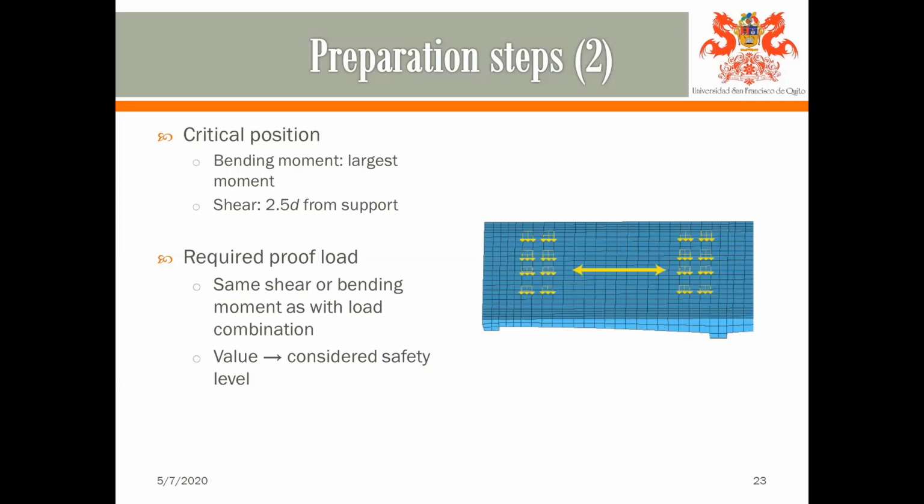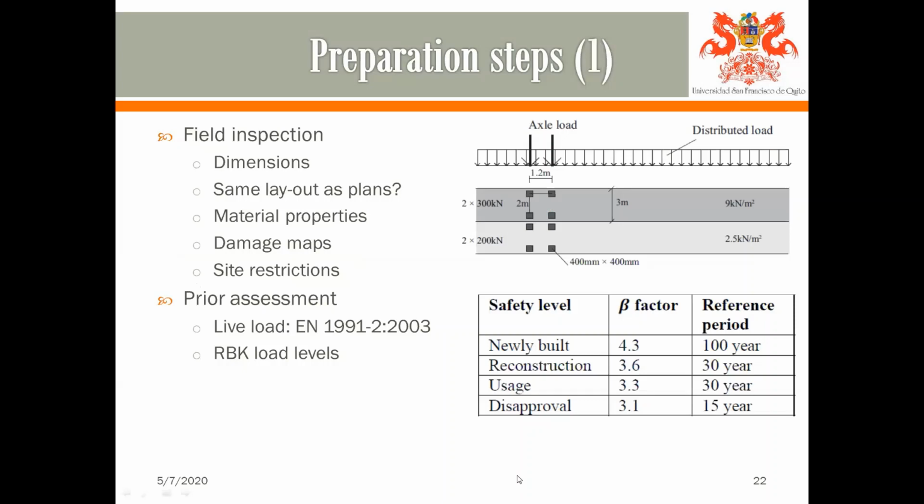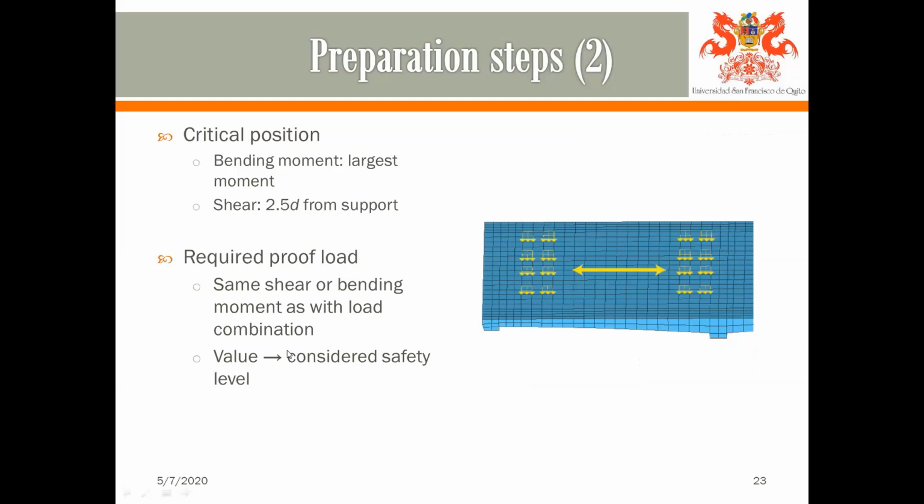Now, we currently define our target proof load based on saying we need the load that creates the same sectional shear or same sectional moment as with the Eurocode live load combination and its factors. Now the value for those factors depends in the Netherlands on the safety level. So if I go back one slide, you see that we have different safety levels in the Netherlands that have different load factors associated to them, and they're based on a different reliability index. So say that we want to look at the usage safety level. In that case, we apply on the live load combination the live load factors of the usage load combination. And based on the similarity in sectional shear or sectional moment, we find our target proof load.